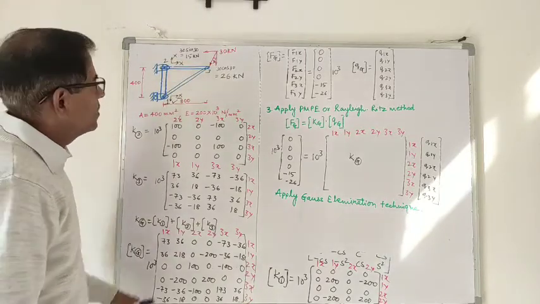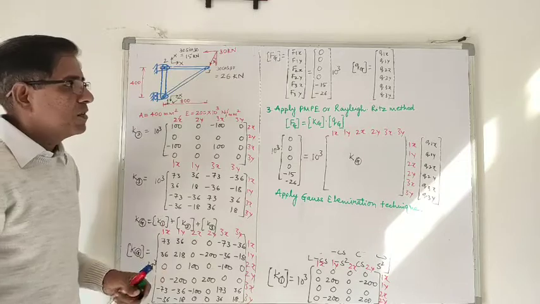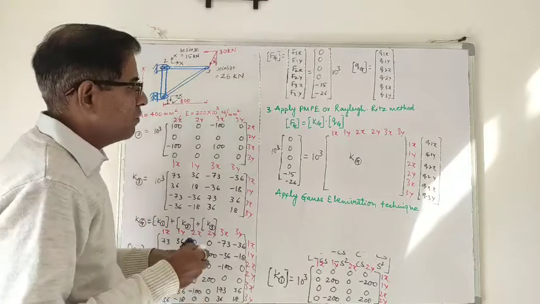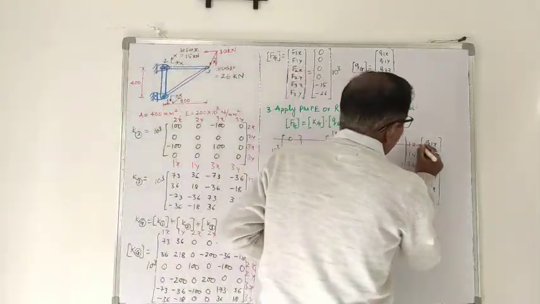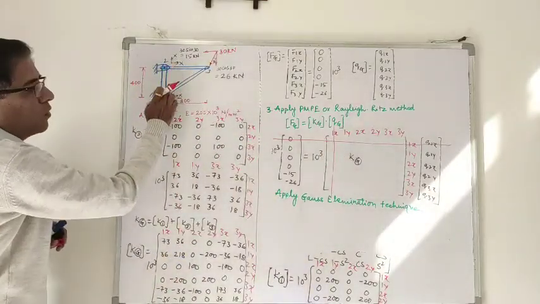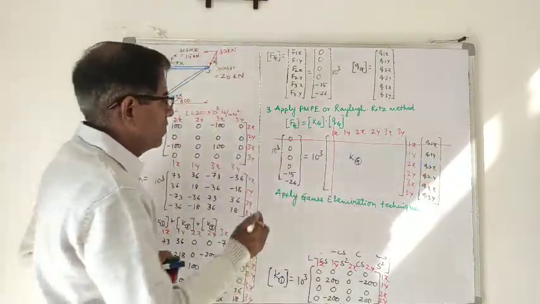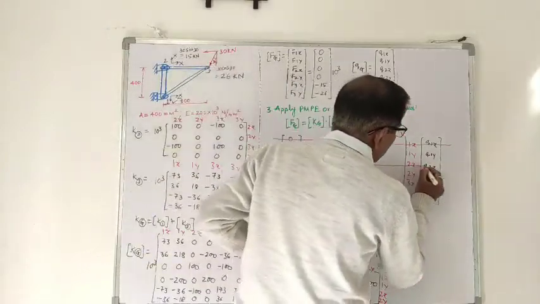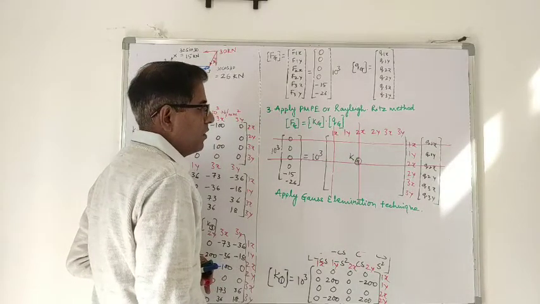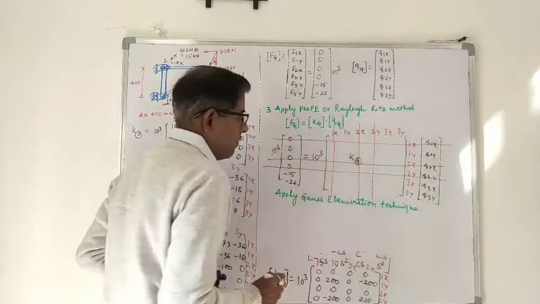So 1x, 2x and 2y, they are fixed. So we cancel out those rows and columns. So 1x is fixed. Then 1y is allowed. Then 2x and 2y are fixed.